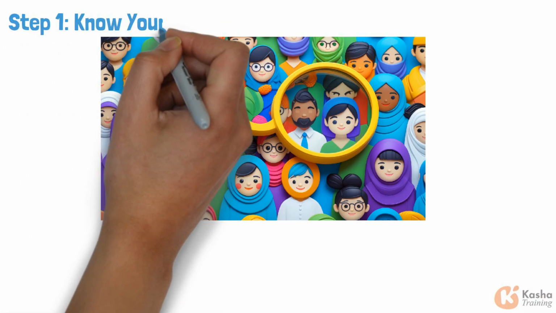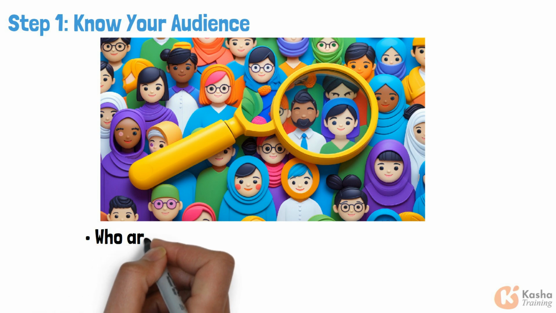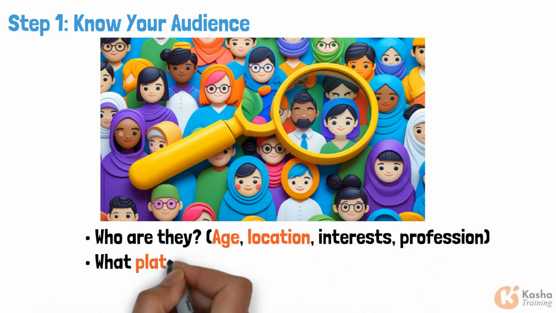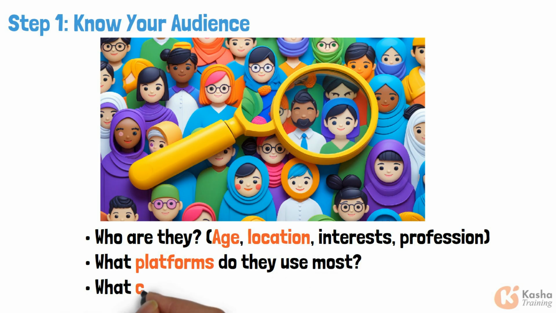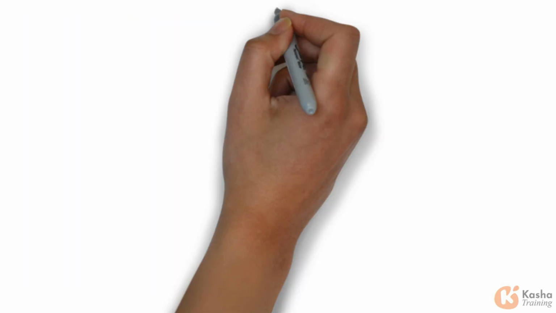Step 1. Know your audience. Understanding your audience is the foundation of any successful social media strategy. Ask yourself, who are they? Age, location, interests, profession. What platforms do they use most? What content do they engage with? Tip: use audience insights from social platforms and tools like Facebook Audience Insights to gather data.